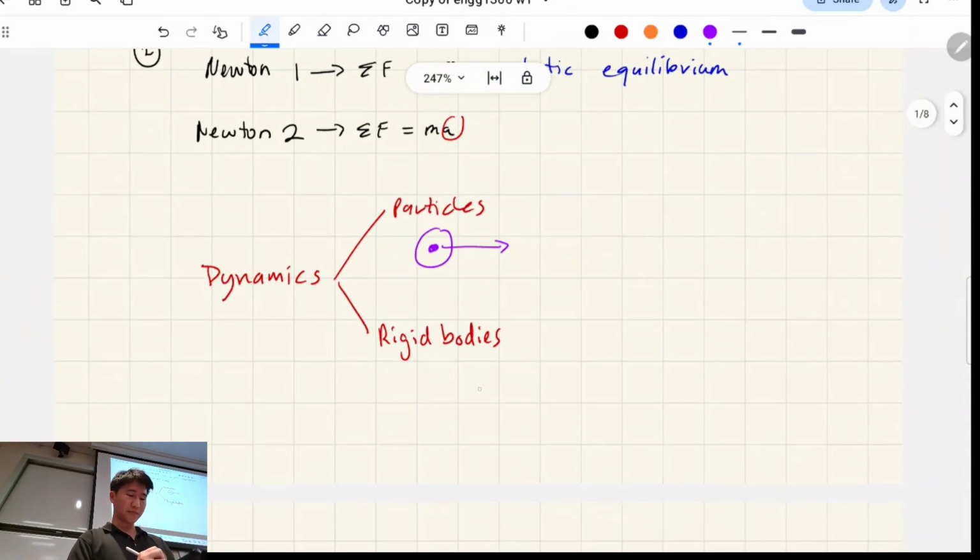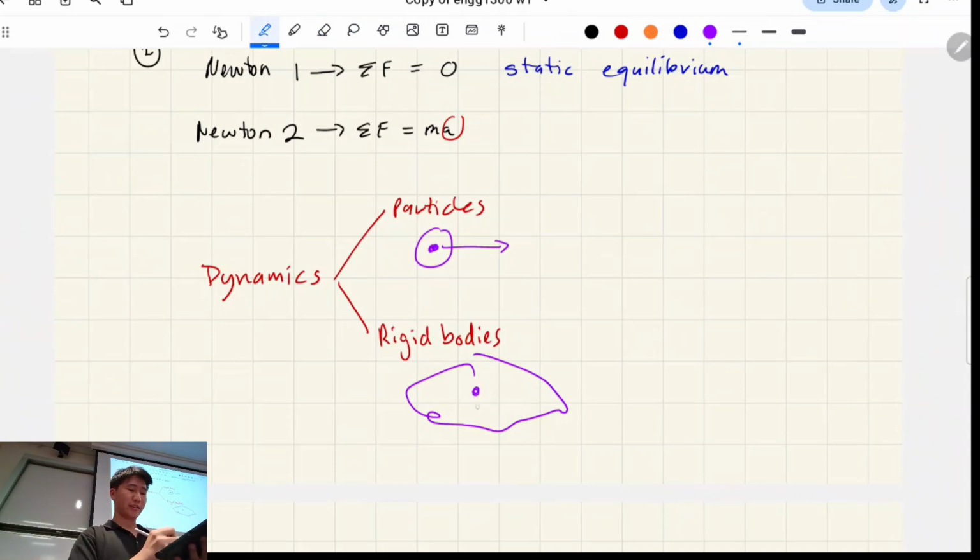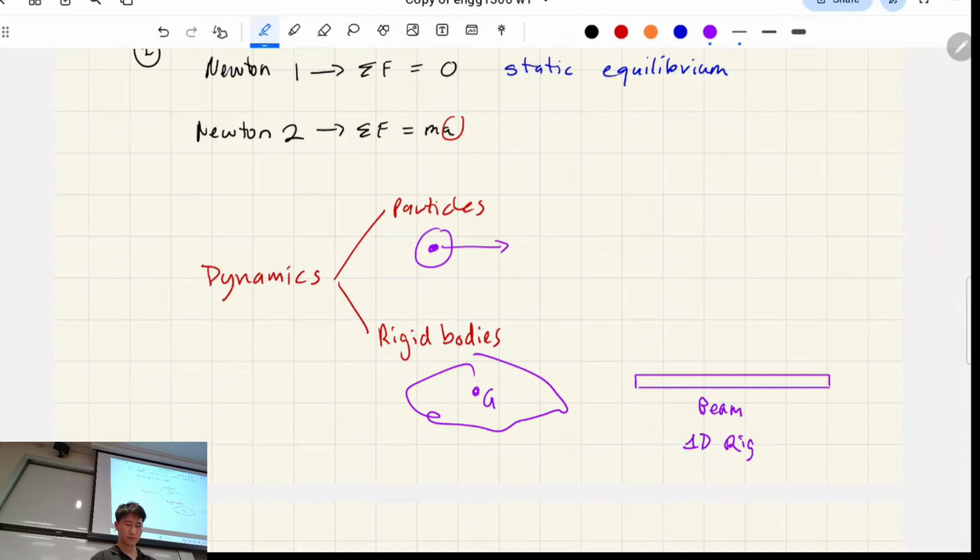But the difference is a rigid body. It could look like that or something, right? And then here's its center of gravity, which is called G. Once it has this kind of shape in 2D space, or even 1D space, so when I talk about beams in the statics portion of the course, that's actually a 1D rigid body. Rigid body just means that it's not a single particle. It can have bending moments acting on it. It has some dimensions to it, right?